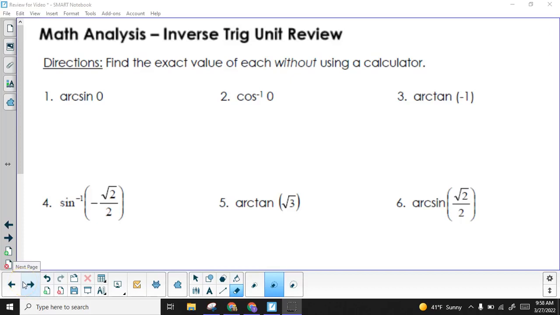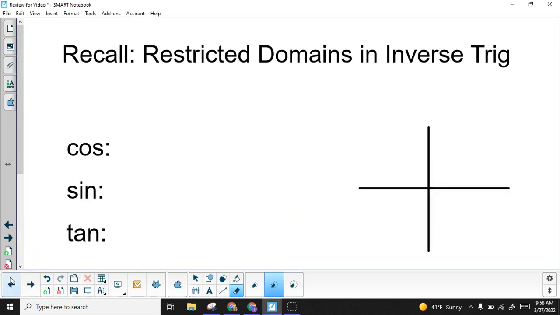Hello Math Analysis students. In this video we are going to go over the problems on the front of the review homework for the inverse trig unit review. Now before we do that, let's recap really quickly about restricted domains in inverse trig.